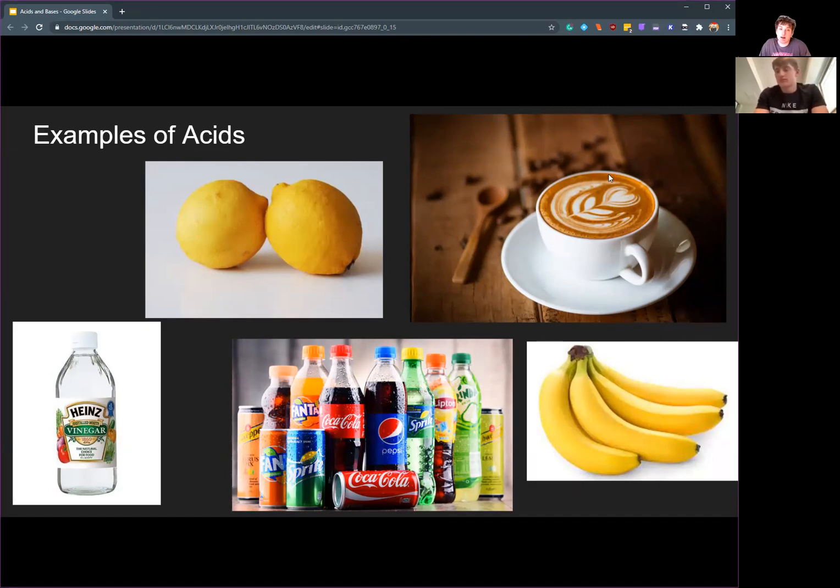Coffee, despite its bitter taste, which is actually a characteristic of a base, is acidic, around 5.5, which is why some dentists tell you that coffee is bad for your teeth. Soda, this is probably obvious, is very acidic, around a 2. Terrible for you. Don't drink it, but it is an acid. And bananas, surprisingly, although they are fruit, which maybe makes it less surprising, bananas are slightly acidic.